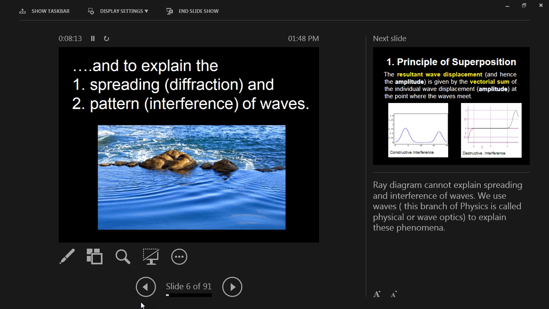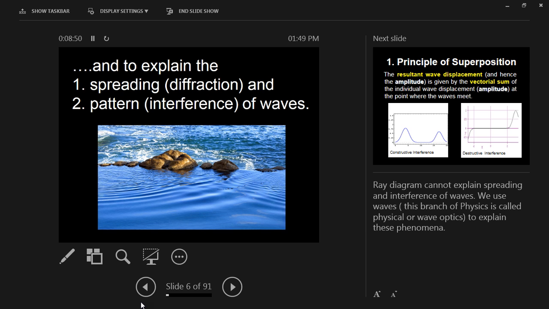So the point is just now, ray diagram is not enough. Why? Because we cannot explain what we see in this picture. Can you see in this picture there are water waves here? They encounter an obstacle, the rocks here, there's a gap in between, and then what you see, the waves start to spread. Do you see these patterns? These are called equilibrium patterns. So if you draw a ray diagram, there's no way you can explain this. So we need to use sine cosine graphs or wavefronts. What you see here are actually circular wavefronts to explain the spreading.